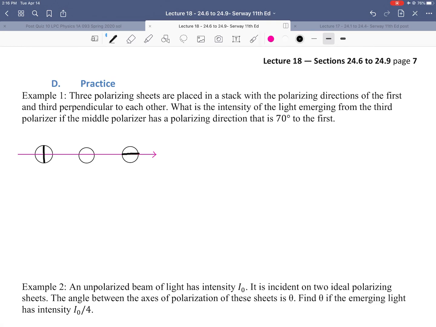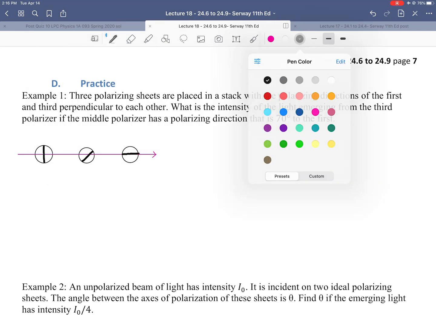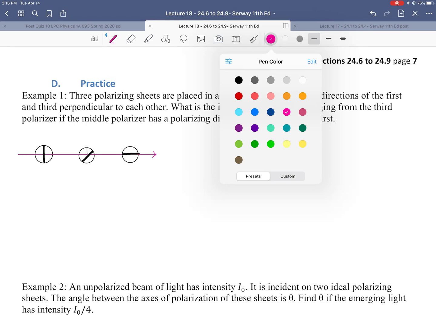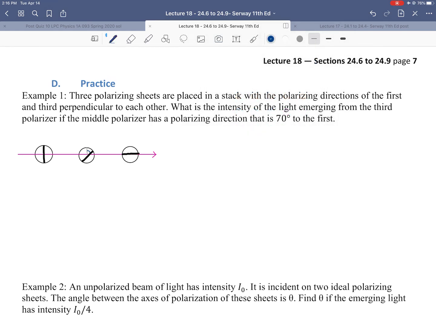And then the middle one is 70 degrees. If the middle polarizer has a polarization direction that is 70 degrees to the first, so 70 degrees to the first would be something like this. And that's because this angle right here would represent 70 degrees. So this angle there is 70 degrees. And then first of all, we have the unpolarized light come in and it's going to get polarized.